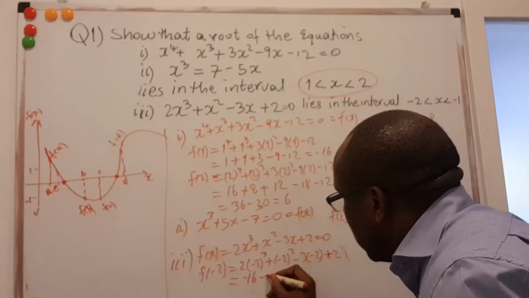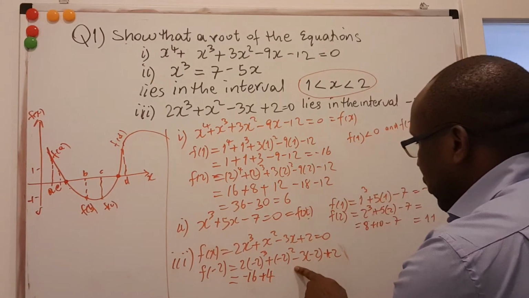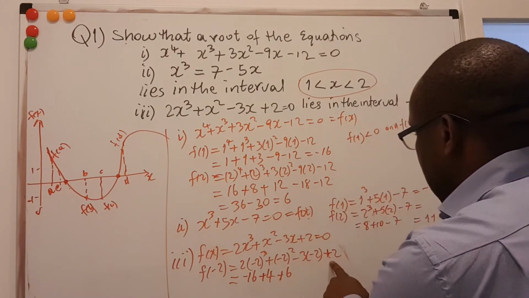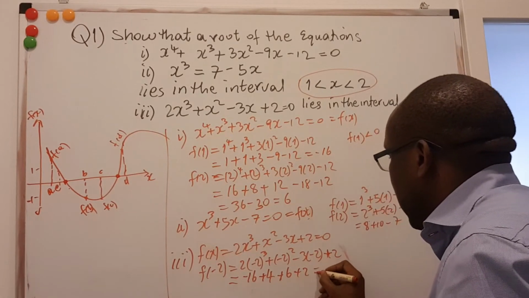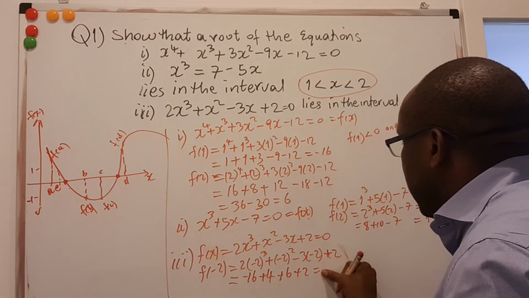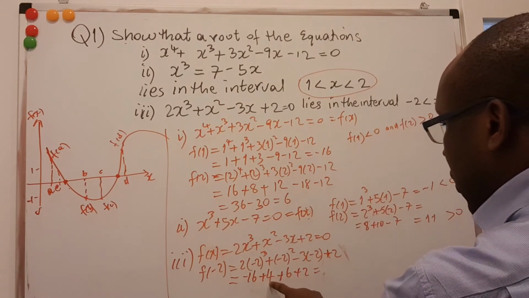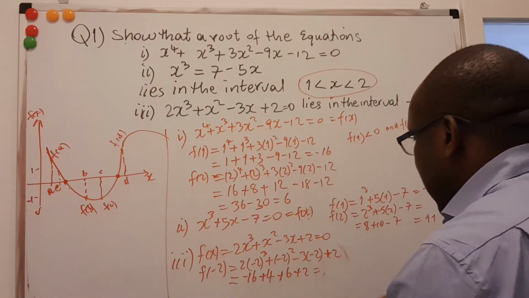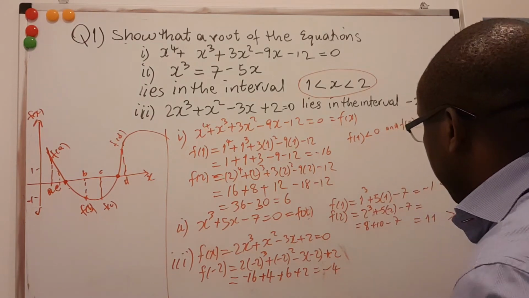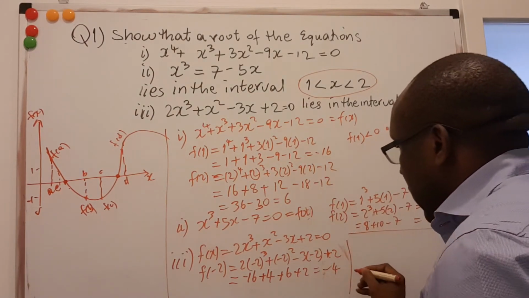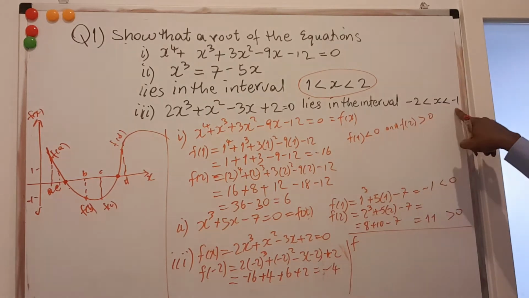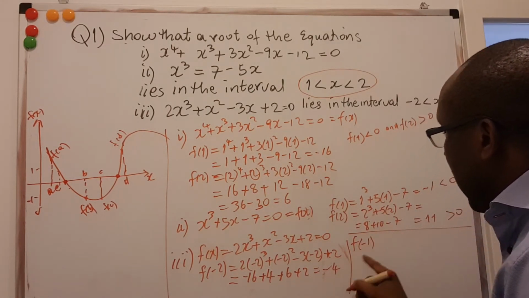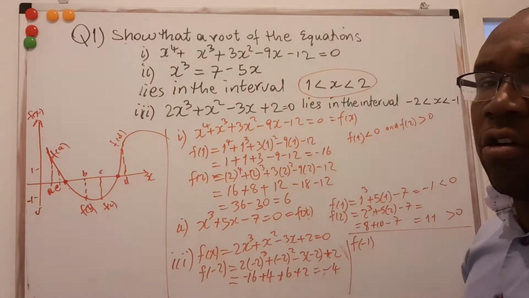Minus 2 squared is plus 4. Minus 3 times minus 2 is plus 6. And then plus 2. Excuse me there. So here we get 4 plus 6 is 10, and that is 12. 12 minus that is minus 4. Then we try f of minus 1. So you see this is negative. So if f of minus 1 is not greater than 0, then it does not contain a root.